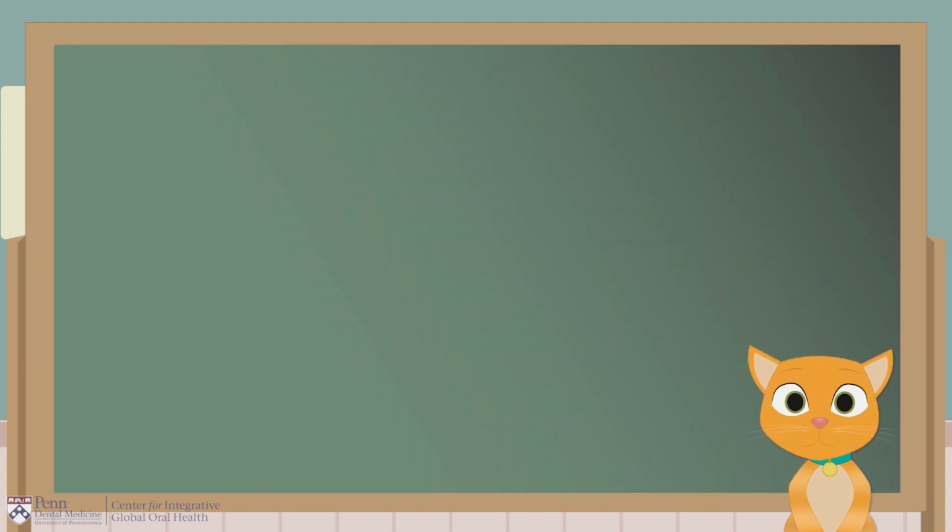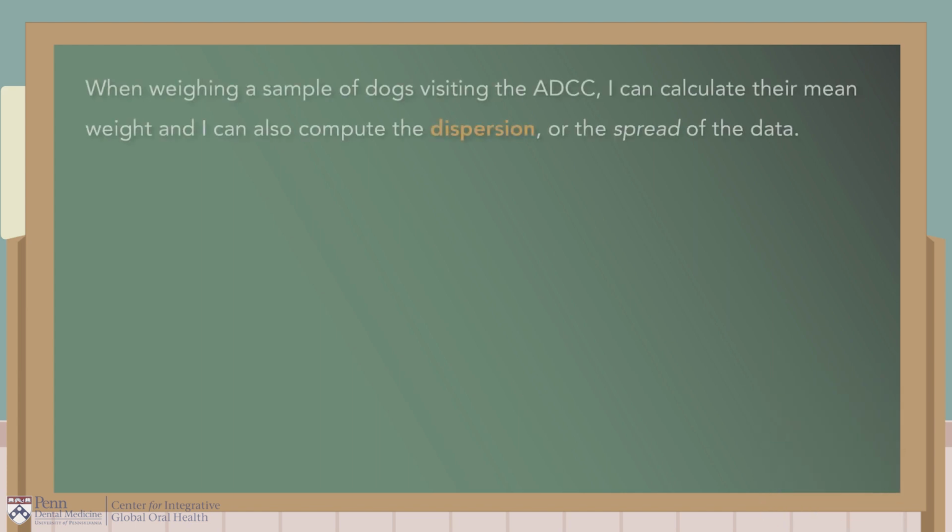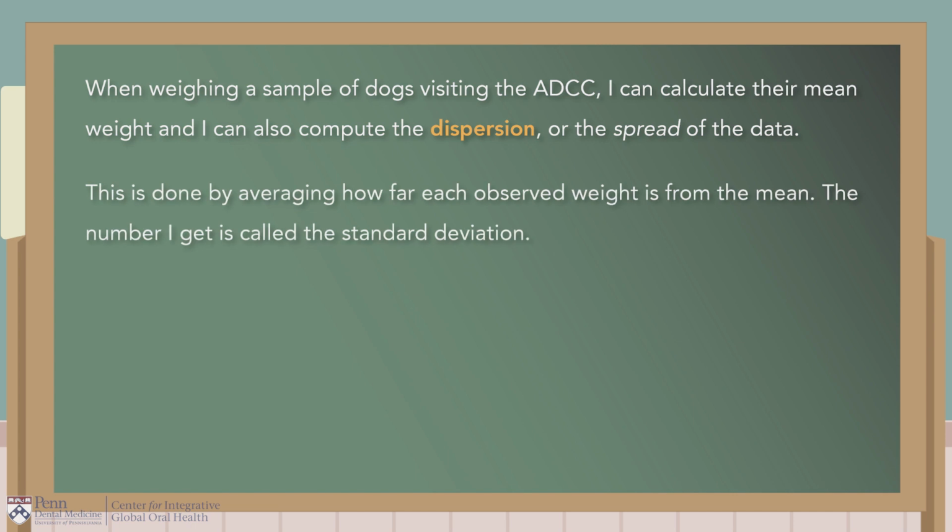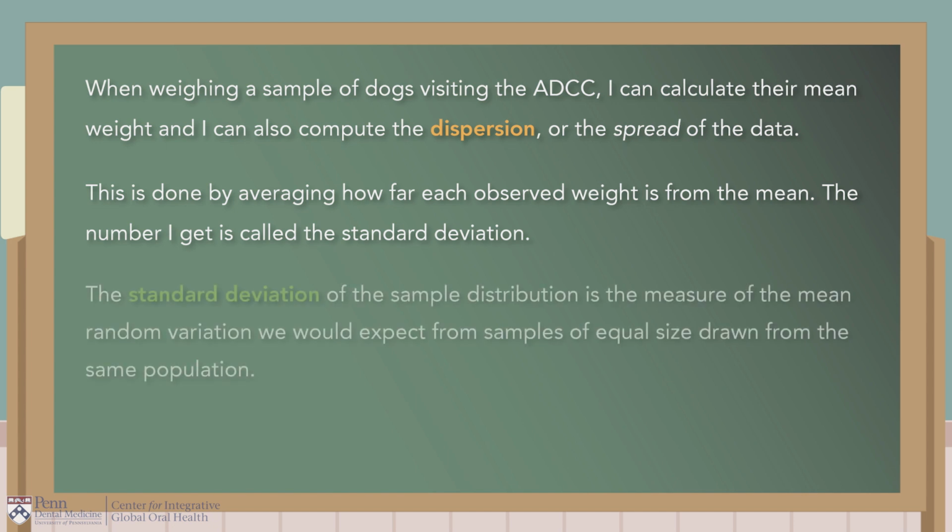That is amazing, but how does this help my knowing the chance, probability, of, for example, finding dogs that weigh less than 60 pounds at ADCC? When I weigh a sample of dogs visiting the ADCC, I can calculate their mean weight, and I can also compute the dispersion, or the spread of the data. I do this by averaging how far each observed weight is from the mean. The number I get is called the standard deviation. In statistical jargon, we can say that the standard deviation of the sample distribution is the measure of the mean random variation we would expect from samples of equal size drawn from the same population.